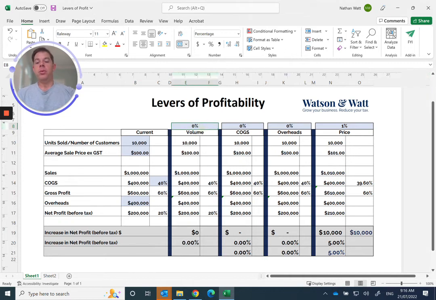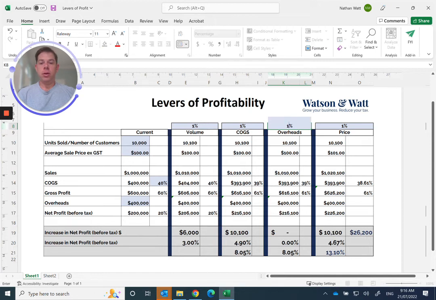But let's have a look when we use them in unison. So we're going to increase the number of units sold because we're awesome salespeople, and our marketing and our viral TikToks and whatever. We're going to find 1% savings in our cost of goods sold by using regular mail instead of express post or something. We're going to find 1% savings in our expenses, and we're going to increase our price by 1%. Now look at what happens here.